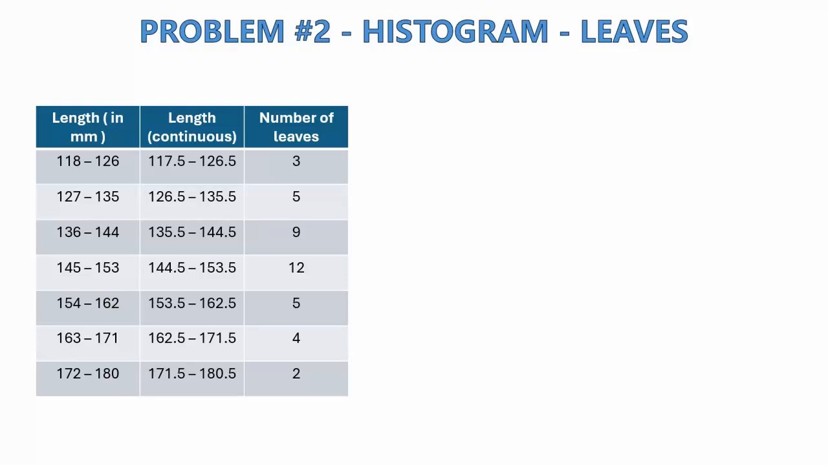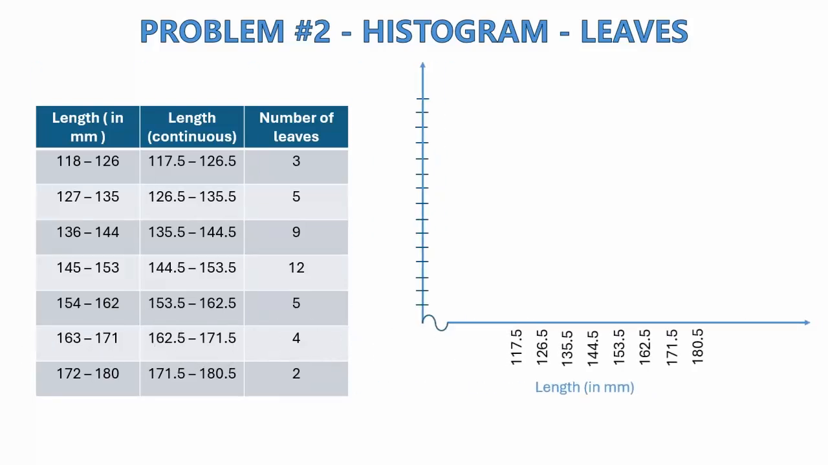Because for a histogram, note that the x-axis variable should always be continuous, right? There should not be any break. It should be continuous. It should not be discrete like the bar graph. So let's plot it now. So length in mm on the x-axis, we have 117.5 to 126.5, 126.5 to 135.5, and note that each interval is 9 millimeters in length. So from 117.5 to 126.5, it's 9 mm. 126.5 to 135.5, it is 9 mm, and so on and so forth.